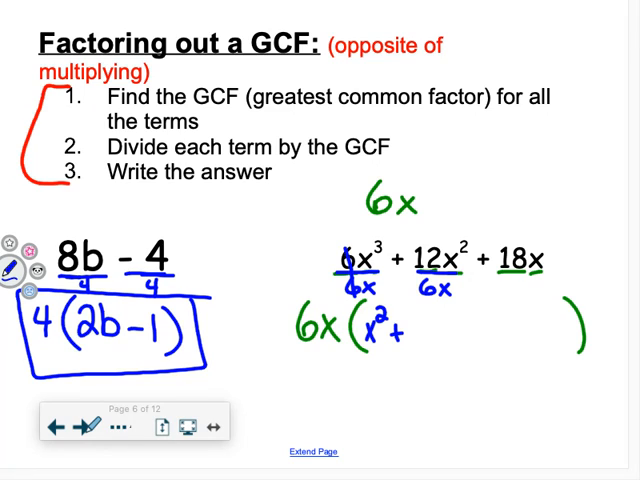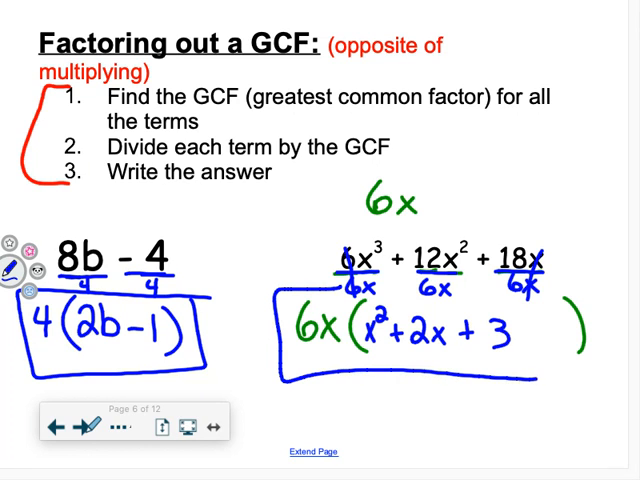We have 12 over 6, which is going to give us 2. And then we take our exponents. We have 2 x's on top, 1 on bottom. 2 minus 1 gets us 1. Excuse me. Last one here. Divide this by 6x. 18 divided by 6 is 3. Notice those x's just cancel out. And so this right here is our final answer. Final answer, factoring out a GCF.